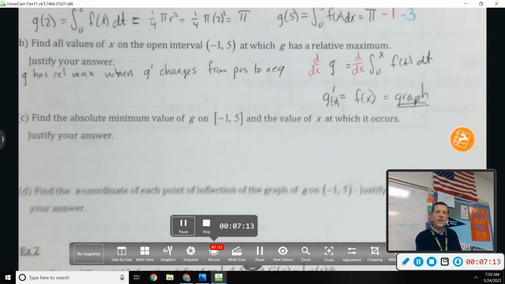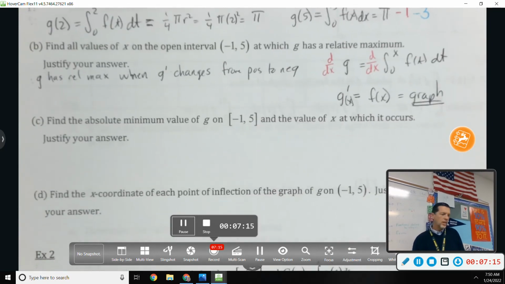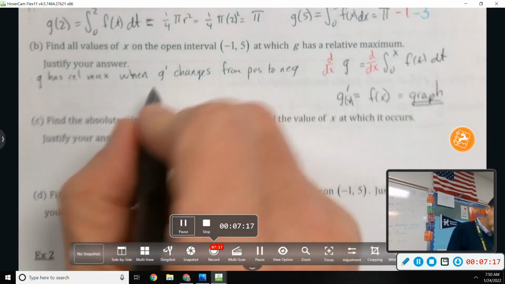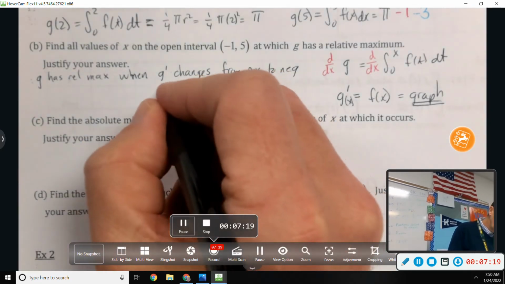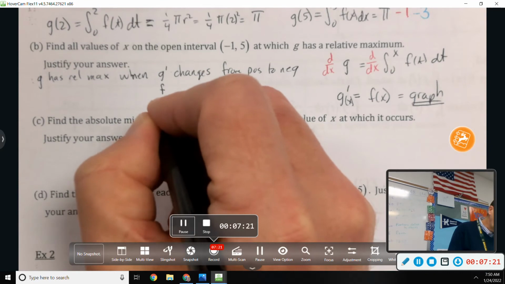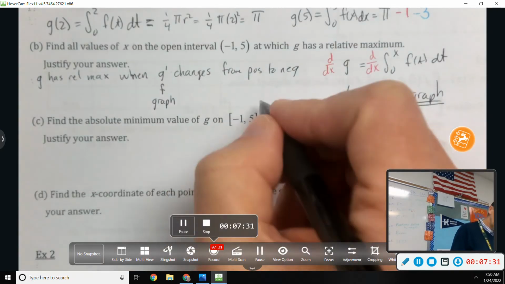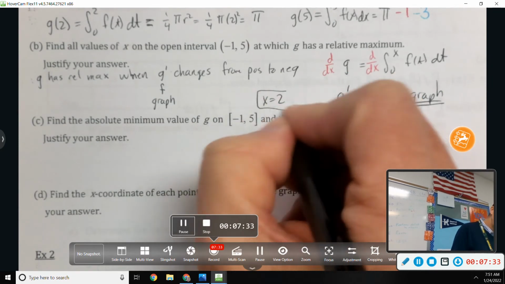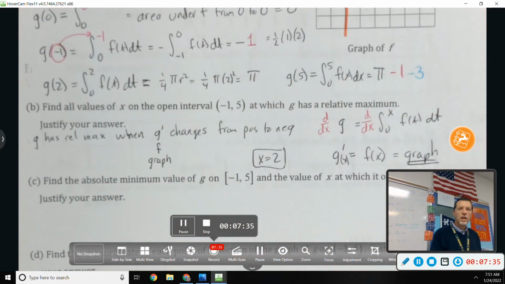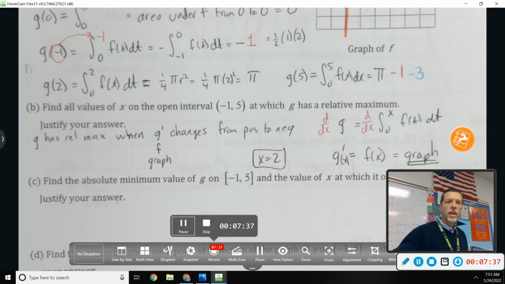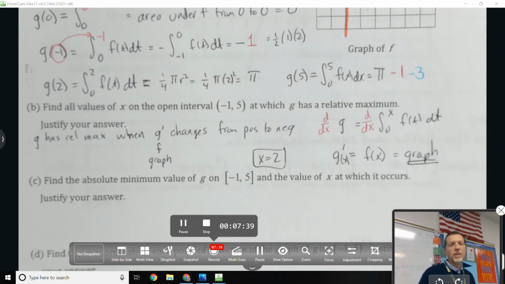So let's go back and look at our reason now. G has a relative max when g prime, which is the same as f, which is our graph, changes from positive to negative. So that would be x equals 2. And then these are all the words that we wrote, like enough justification. Right, and the words we wrote, we've already justified it.